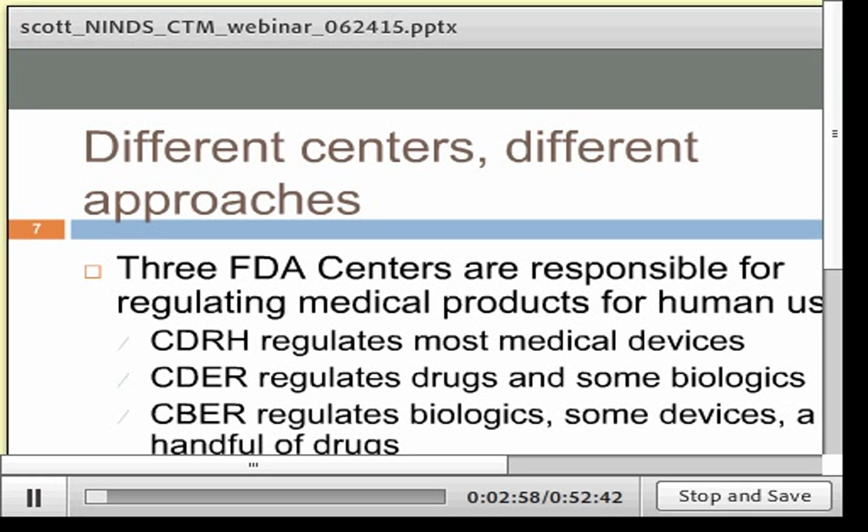And because of this structure, it's entirely possible that the same adaptive design proposal, maybe even in the same indication, could get three different results from the three different centers. And there's several reasons for this. There are different laws that govern the three different centers. There are different regulations, different guidance documents, which I'll be getting to a little bit later, and the least tangible, but in some ways maybe the most important, is maybe different cultures at the centers.